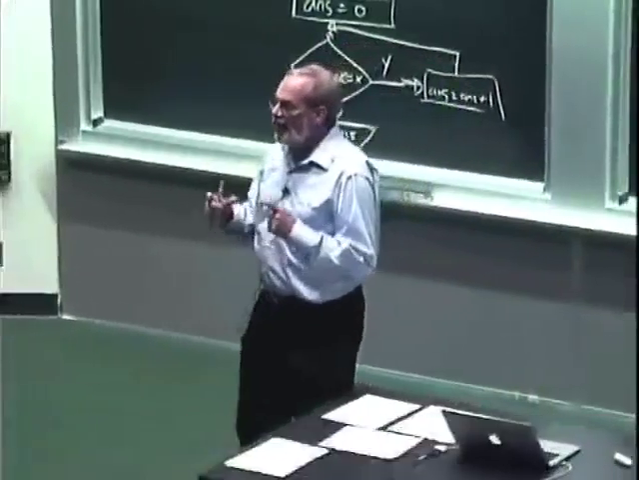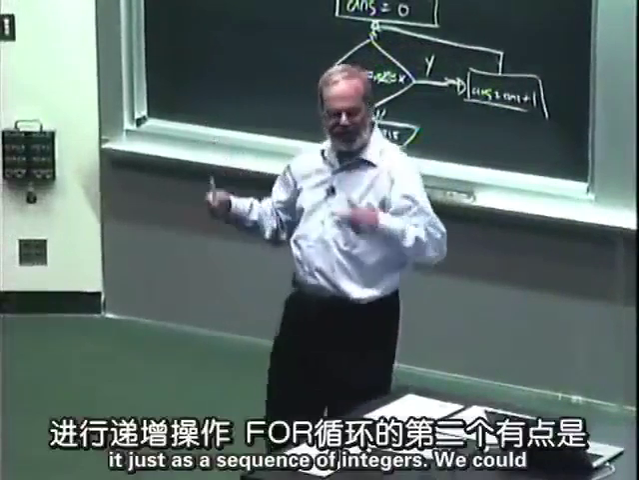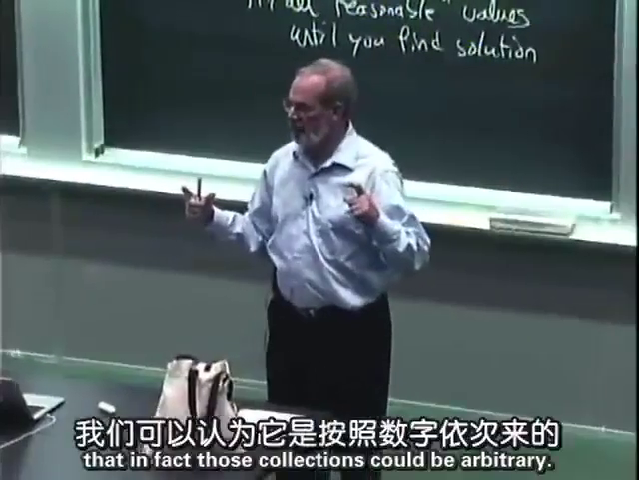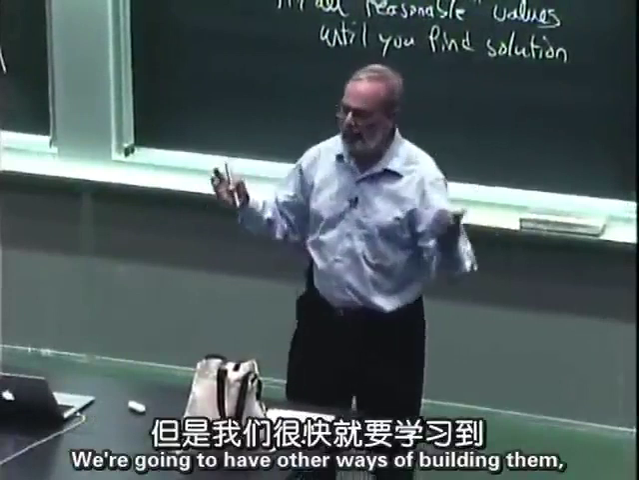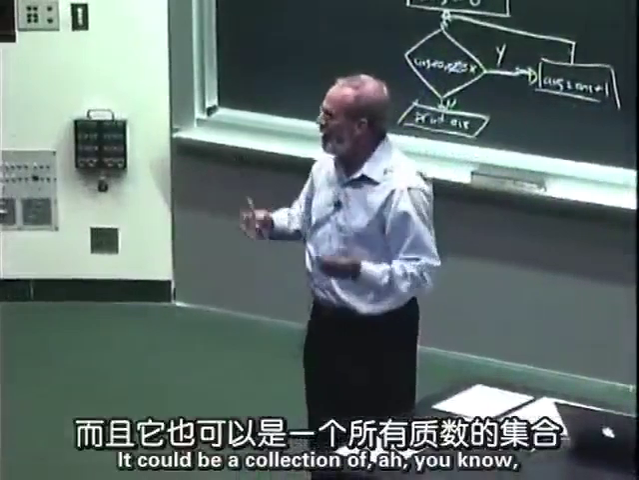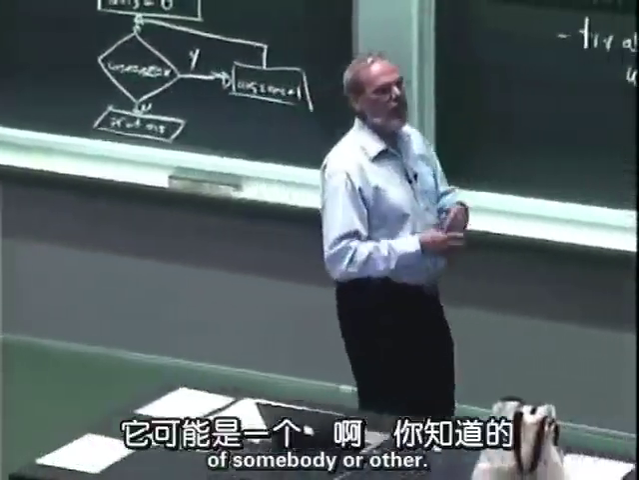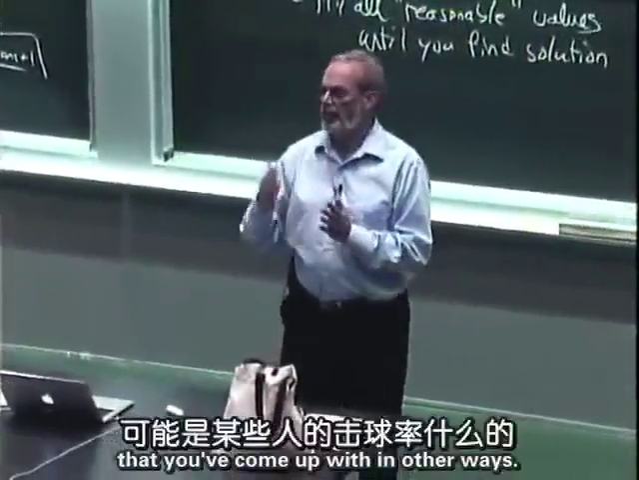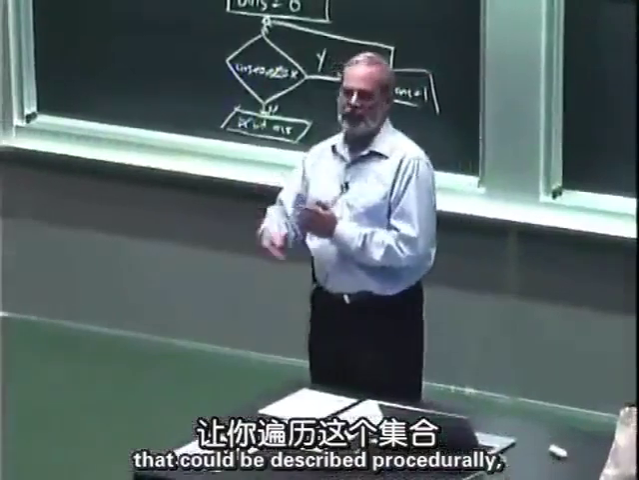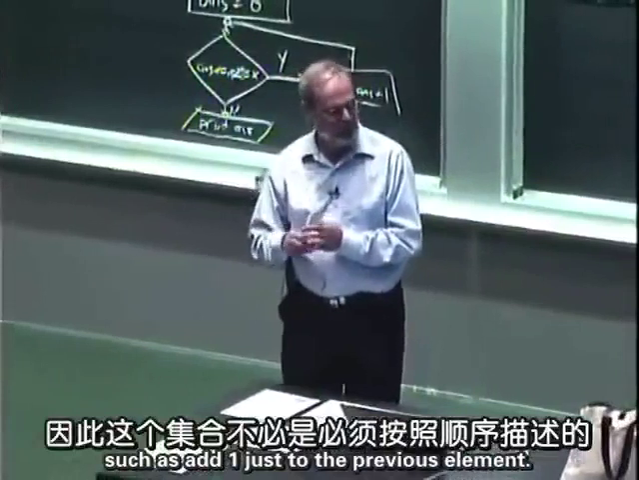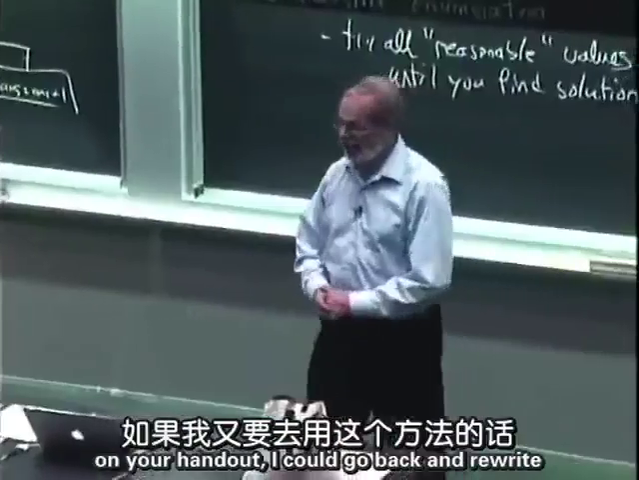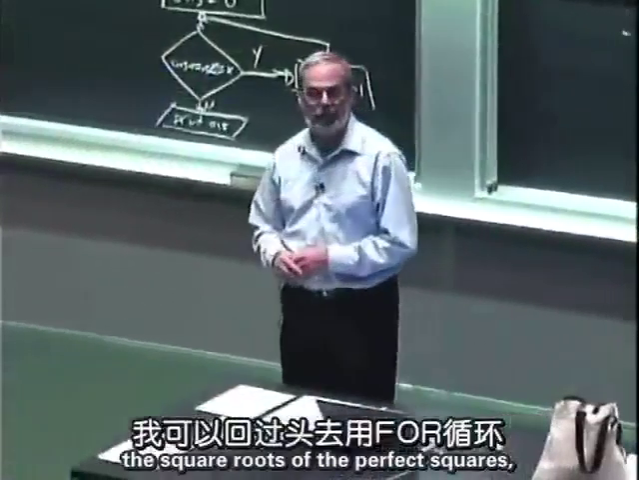Second advantage of the for is that right now we're thinking about it just as a sequence of integers. We could imagine it's just counting its way through. But we're going to see very shortly that, in fact, those collections could be arbitrary. We're going to have other ways of building them, but it could be a collection of all the primes. There's an interesting thing to do. It could be a collection of, I don't know, batting averages of somebody or other. It could be arbitrary collections that you've come up with in other ways. The for is, again, going to let you walk through that thing. So it does not have to be something that could be described procedurally such as add 1 to the previous element. It could be any arbitrary collection. And if I were to use that, and again, I just put it on your handout, I could go back and rewrite that thing that I had previously for finding the square roots of the perfect squares just using the for loop.